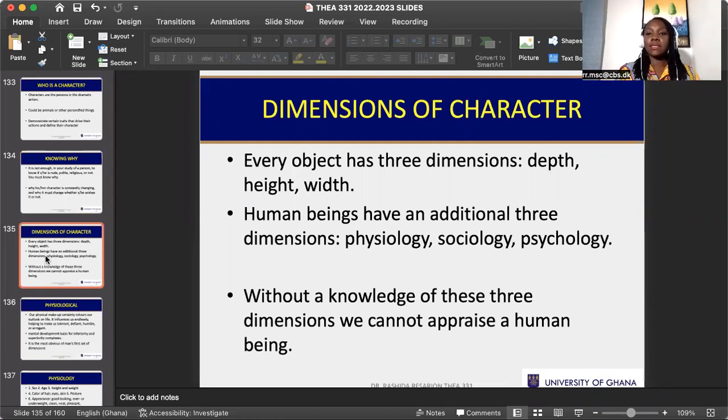Okay. And so that is why we'll be looking at the dimensions of a character. Now, every object has 3 dimensions. You have depth, you have height, you have width. Okay. But then for human beings, there is an additional 3 dimensions. You have the physiology, what makes the physical person. And then there is the sociological aspect, which is the person's relationality, or how the person relates with others within society, the person's position and all that. And then there is the psychological aspect as well.